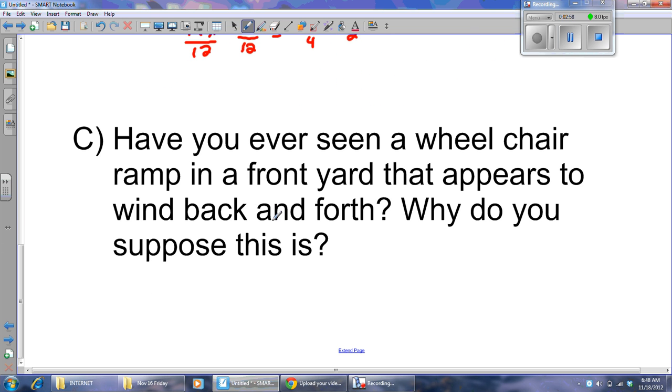Now, question for you. Have you ever seen a wheelchair ramp in a front yard? Like, maybe you have a house. And in the front yard, there'll be this wheelchair ramp that kind of goes like this. It appears to wind back and forth. Why do you suppose this is? I'm not going to answer it, but I'd like you to tell me in class on the next day.